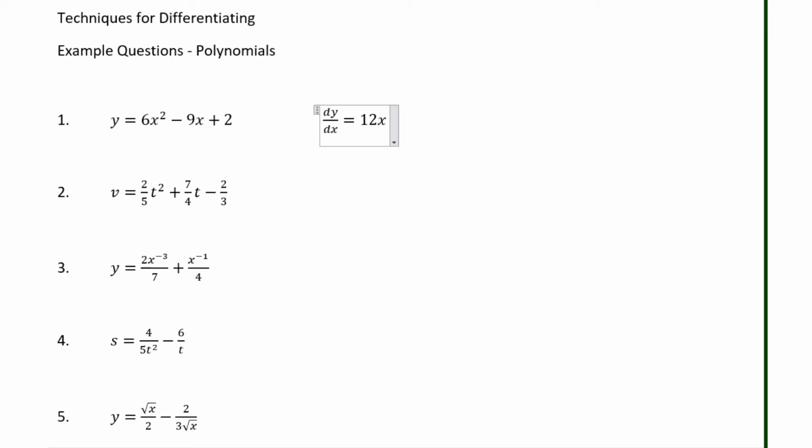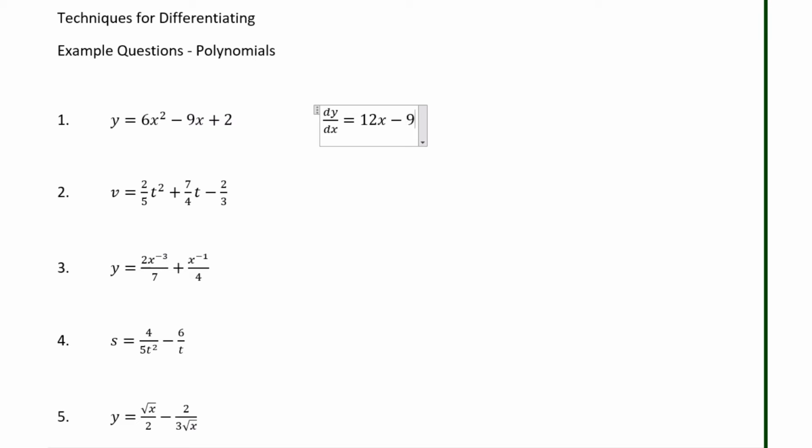If we look at the next term, it's minus 9x. Hopefully you've got the hang of this one. All you need to do, if it's just an x term, you can just remove the x. It does actually follow the same rules as before, so you could take the power and multiply by the number in front and reduce the power by 1. It does work, but just remember the rule. If it's something x, it just becomes something. So that becomes minus 9.